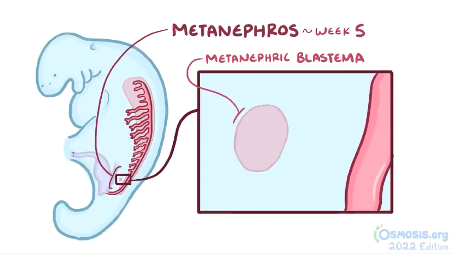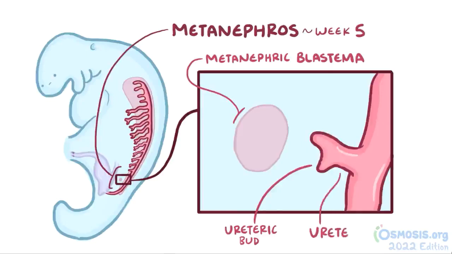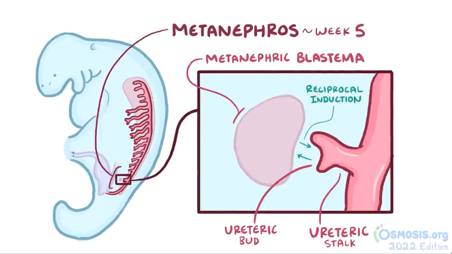The metanephric mesoderm produces growth factors that travel to the mesonephric duct, and in response it sprouts a small bud called the ureteric bud, which is connected to the mesonephric duct through the ureteric stalk. Over time, the ureteric bud lengthens, and it secretes growth factors that cause the metanephric mesoderm to grow. This is called reciprocal induction, because the metanephric mesoderm and the ureteric bud promote each other's growth.